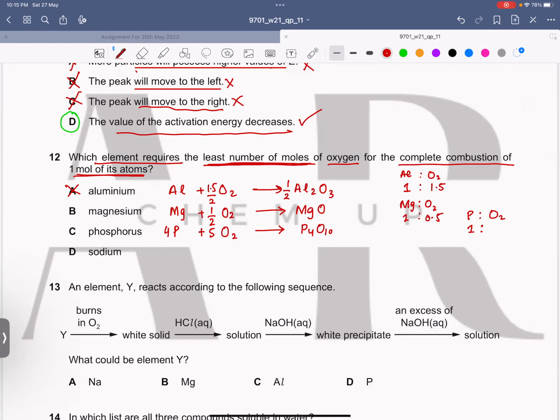Are you sure it is 1.25? No, sir. 0.8. 0.8. 5 over 4 is 0.8.